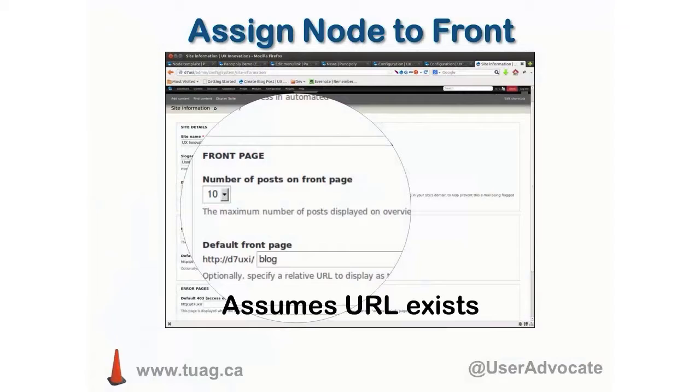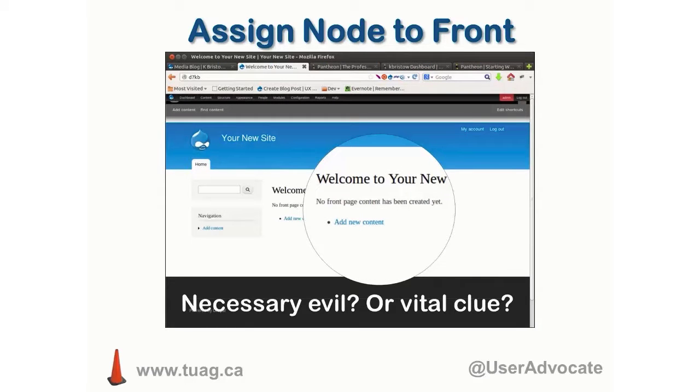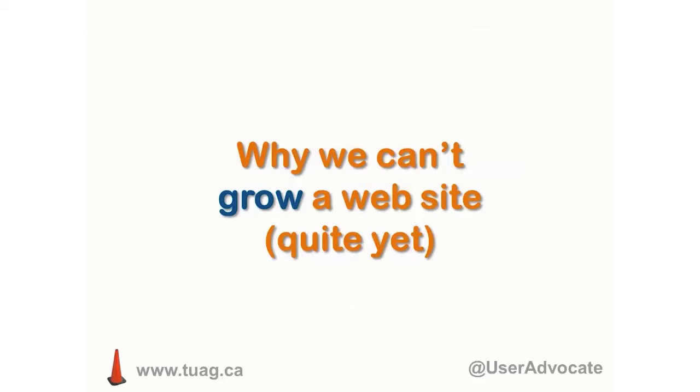So again, it still assumes that there is some node, some URL that actually is valid, that you can actually push to the front. So we haven't really gone very far. But I do think that there's a clue here. I said that before, I'll say it again. There's a clue here. And I want to come back to that later.